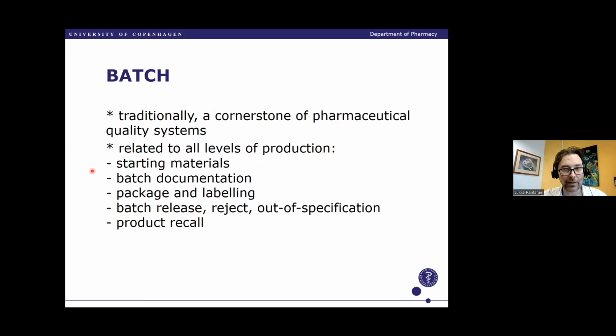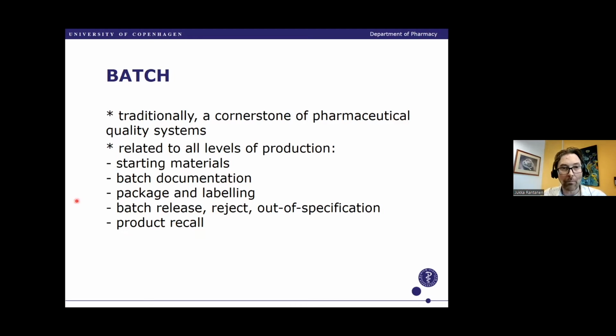So our starting materials, they have a certain batch number. And then when we are producing the product, then we are doing batch documentation for a given batch. And then we package, put them in a packet and have the labeling so that we always refer to a certain batch number where all this documentation is related to. And one day, if we need to do a batch release, or we are seeing an out of specification or even product recall situation, then we are always referring to a batch number.